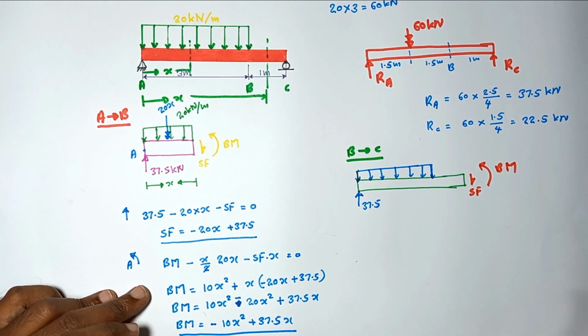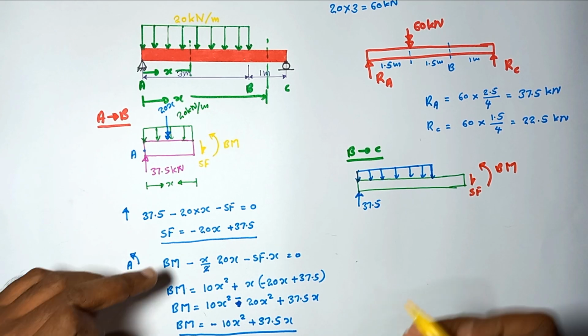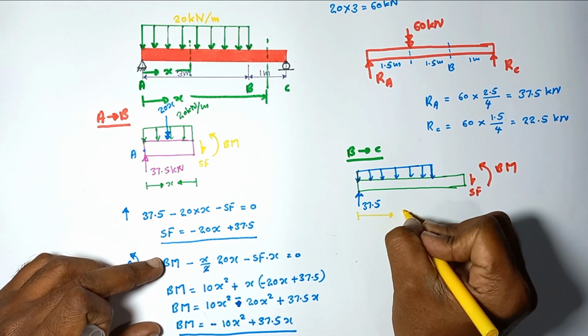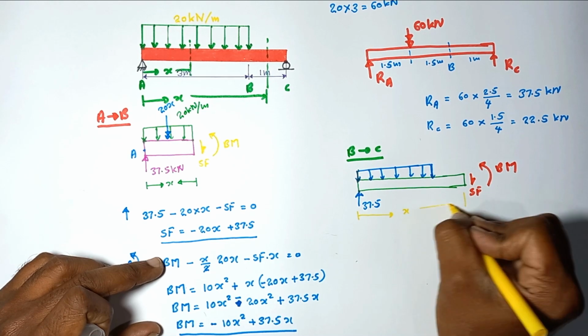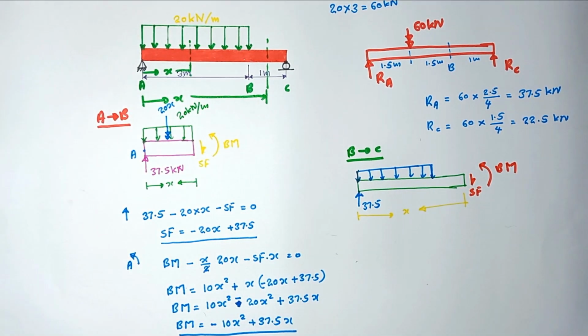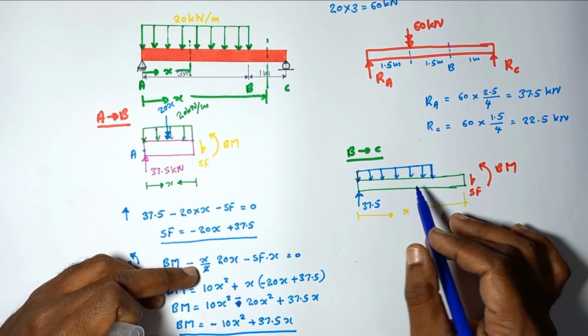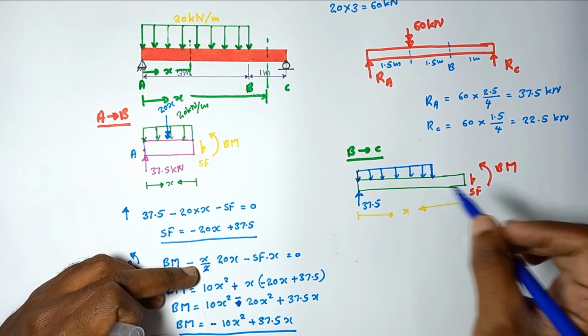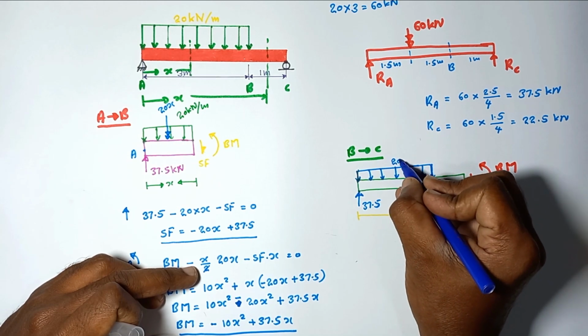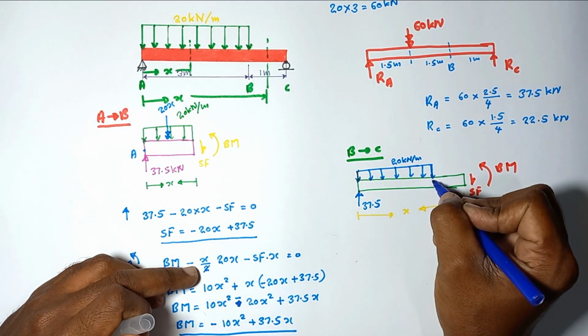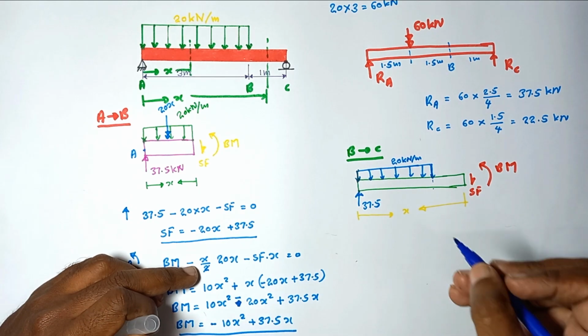These are all the forces acting on this beam segment. This distance is equal to x. Similarly to the previous case, we are going to obtain the equation for the shear force and bending moment considering the equilibrium of this beam segment. The distributed load is 20 kilonewton per meter, so the resultant is acting over 3 meters, 60 kilonewton.